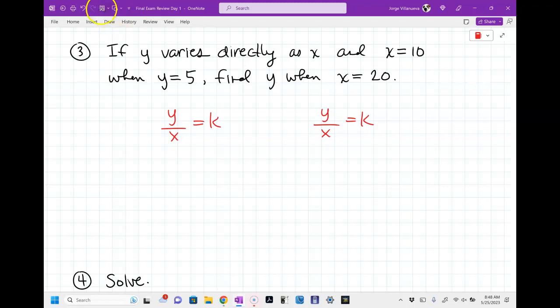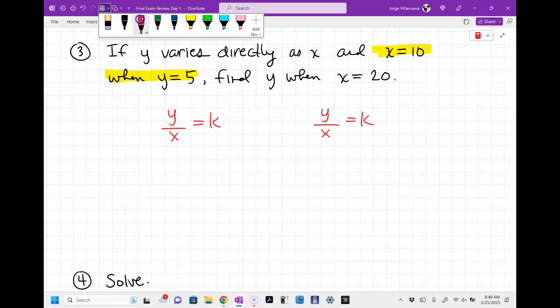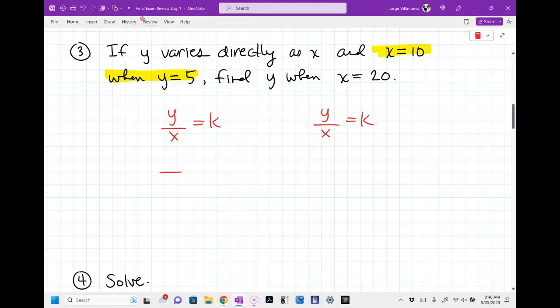So look at the first piece of information to figure out what you're doing. The first piece of information says when x is 10, sorry, x is 10 when y is 5. So let's put those numbers in. X is 10 when y is 5. So let me put that in here. X is 10 when y is 5. That means that k is half. So now I'm going to put the half value on the right side.